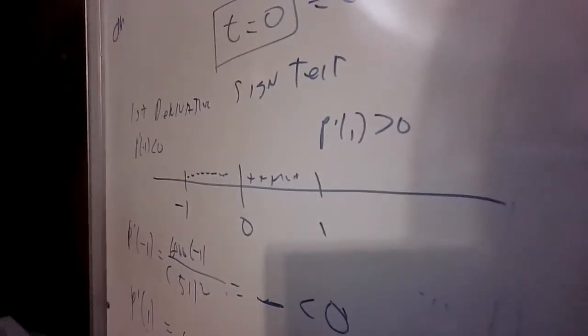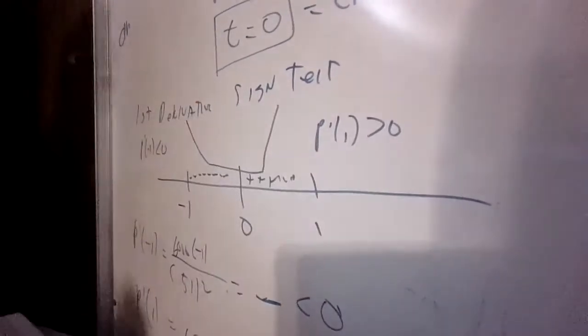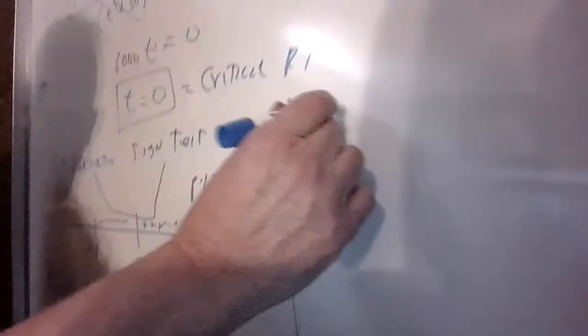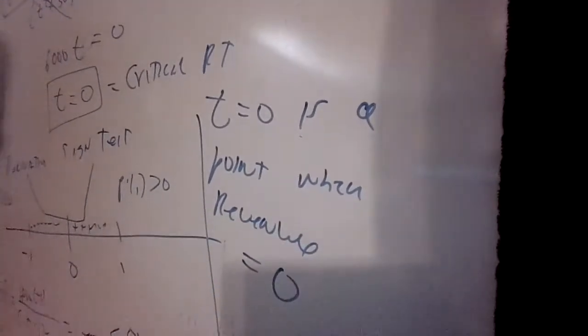Are we going up or down? We're going down. What does that tell you? That tells me t equals 0 is a minimum point. It says t equals 0 is a point where the revenue, that makes sense, right?